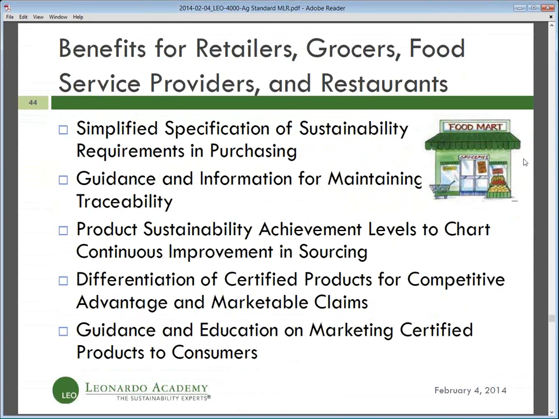Guidance and information for maintaining traceability, product sustainability achievement levels to chart continuous improvement in sourcing, differentiation of certified products for competitive advantage and marketable claims. You can advertise to the public that you only cook with Leo 4000 ingredients. And we provide guidance and education on marketing certified products to consumers.